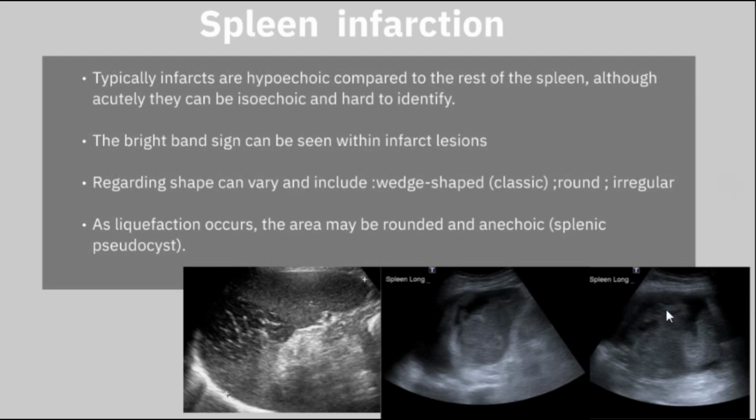Or mixed or heterogeneous echogenicity, sorry. This could indicate that there is a liver or spleen infarction. And also there is a sign which is called the bright band sign. You can see these bright lines within the hypoechoic spleen, indicating this is an infarcted part of the spleen. And if you put color Doppler, you will not see flow in these parts because there is splenic infarction.